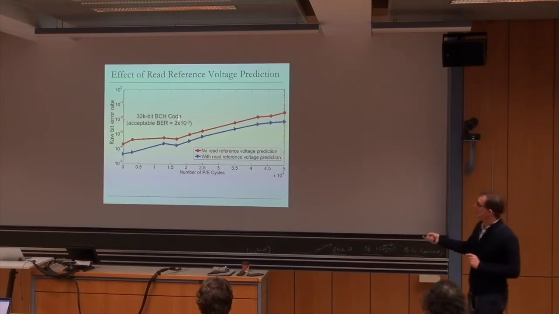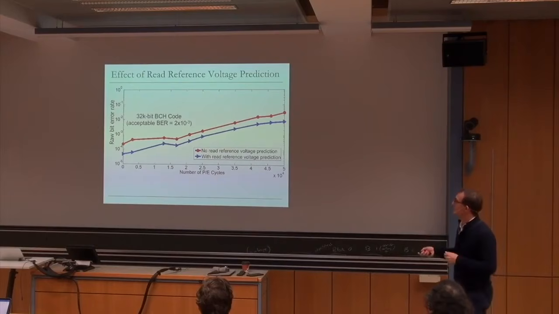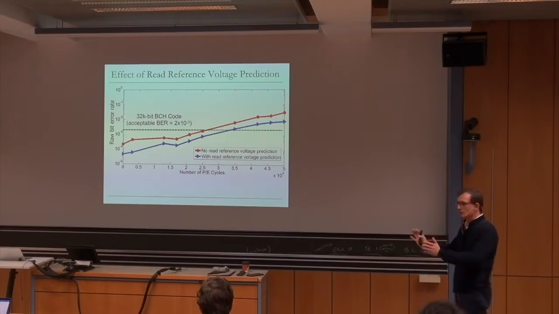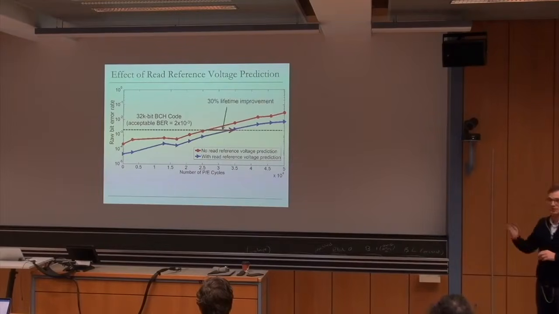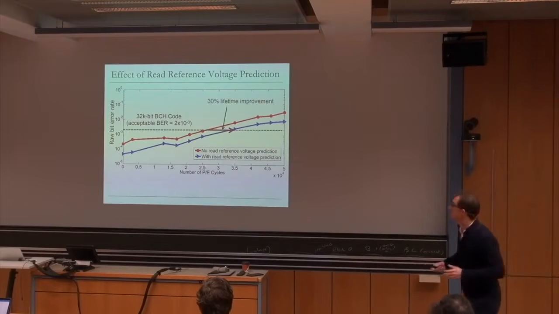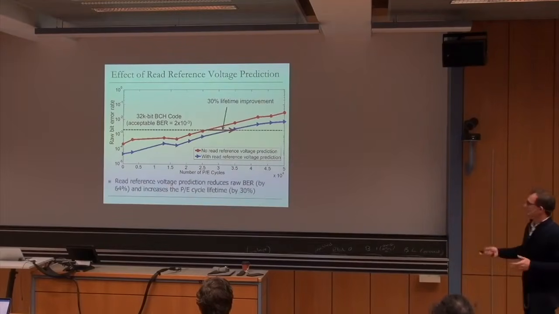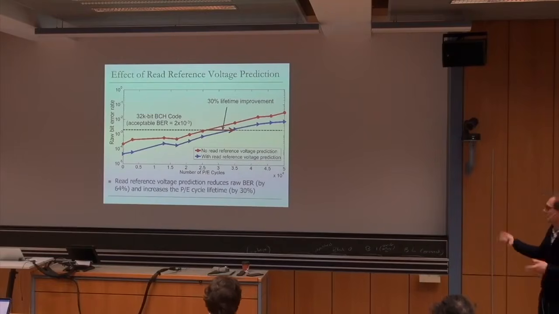And let's do this study. Let's assume that you have a large BCH code. The acceptable bit error rate is 2 times 10 to the minus 3. This BCH code can tolerate that acceptable bit error rate, which means that you should not cross this point. You set your ECC. If you don't do read reference voltage prediction, you cross that point over here. If you do read reference voltage prediction, you cross that point over here. So basically, you improve your lifetime by 30% by doing read reference voltage prediction, which is really significant. And basically, you reduce the raw bit error rate by 64% also.